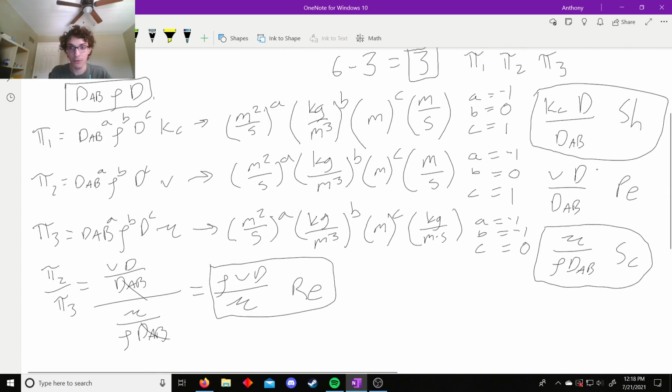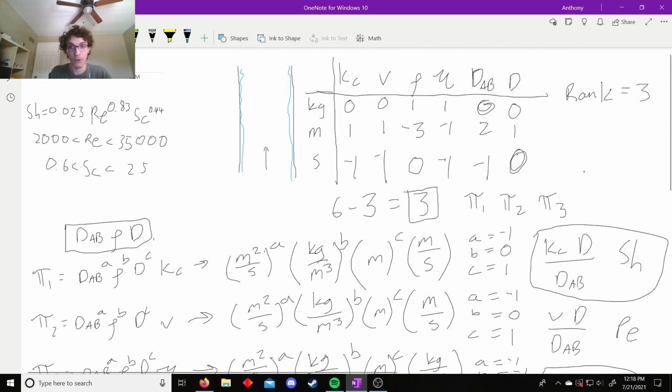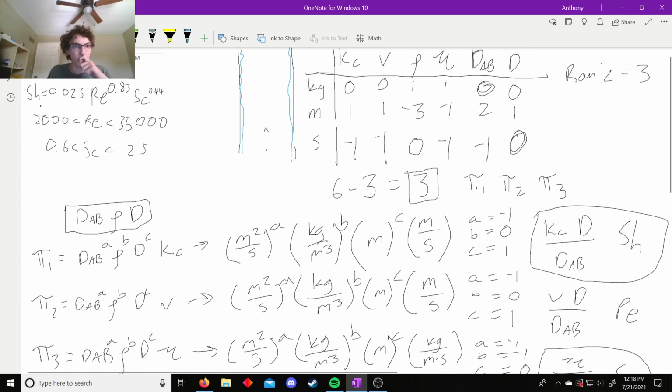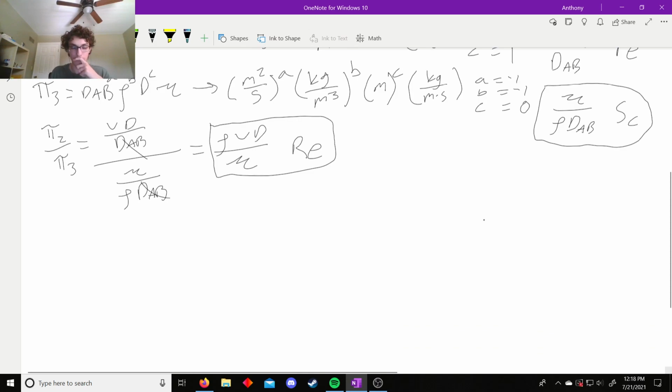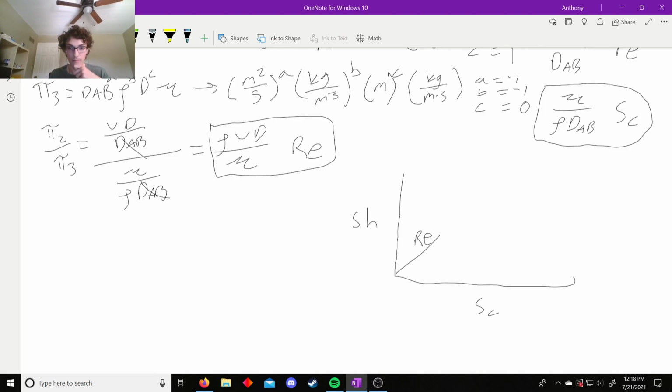Now, the interesting thing about this is that we've condensed a problem of 6 variables into a problem of 3 variables, which makes running experiments a lot easier and a lot more convenient. So if we were to graph these, if we were to run an experiment with these, we would end up getting data points.